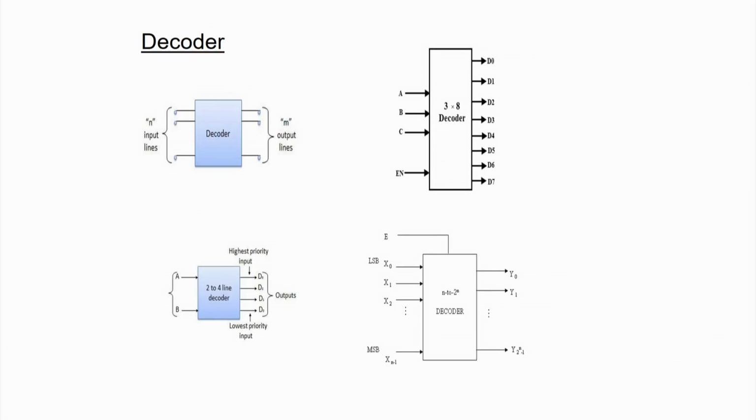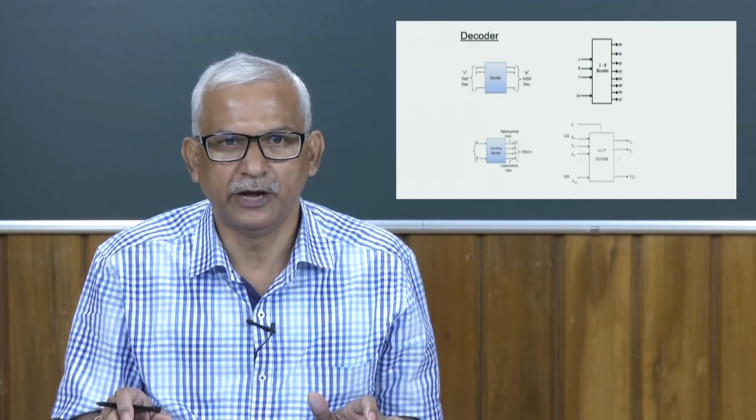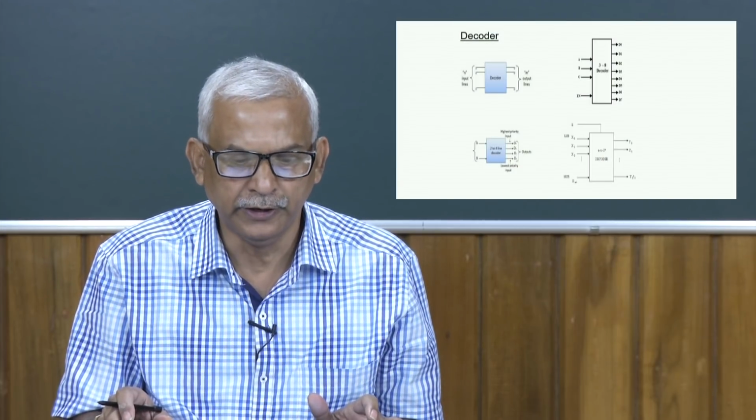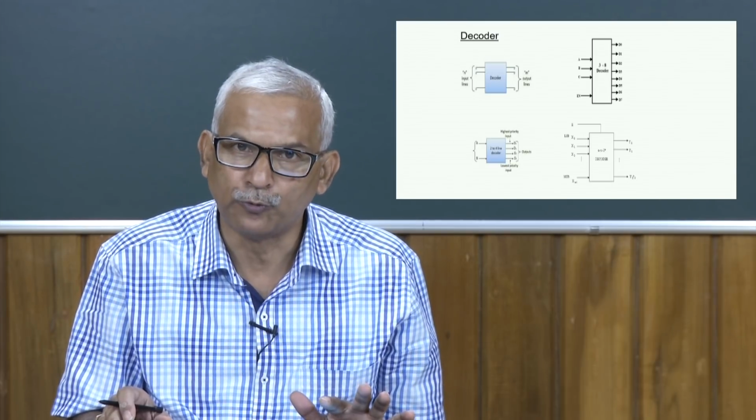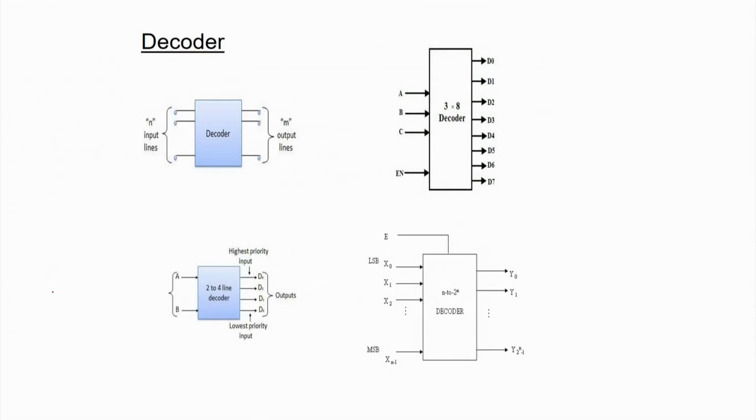Now, the second circuit is your decoder. We have another building block called a decoder. Here we have n input lines and m output lines, where m is less than or equal to 2 to the power n. So, if we have n input lines, the maximum number of output lines we can get is 2 to the power n. And what is this circuit's behavior?